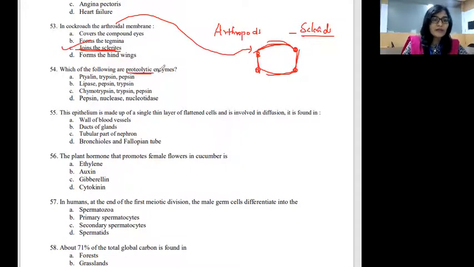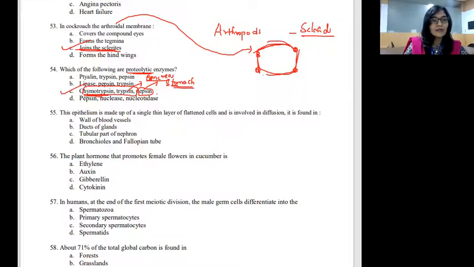Proteolytic enzyme. Pepsin is a proteolytic enzyme. Yes, trypsin is also proteolytic, but you should remember pepsin is in the stomach. Pepsinogen is converted into pepsin. Trypsin actually comes from the pancreas. It comes as trypsinogen, and is converted by enterokinase into trypsin. Then this trypsin activates chymotrypsin. These two are pancreatic enzymes, and this one is a gastric enzyme. So the answer is option C.